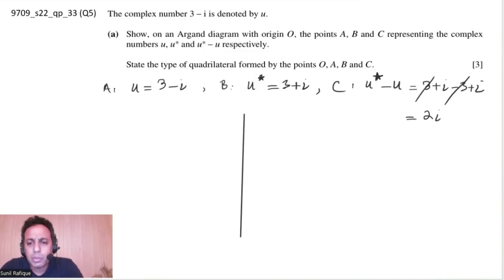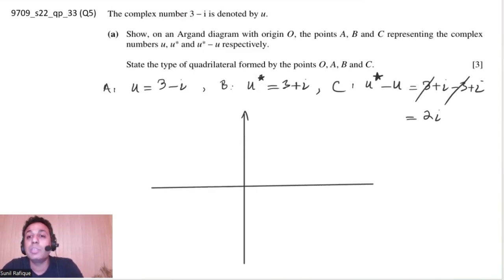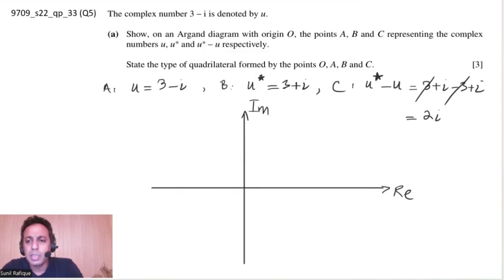So I need to put them on the Argand diagram and state the type of quadrilateral formed by the points O, A, B, C, where O is the origin. This is the real axis, this is the imaginary axis, and let's put 3 minus i first. 1, 2, 3, and minus 1. This is the point A. And 3 plus i, this is B.